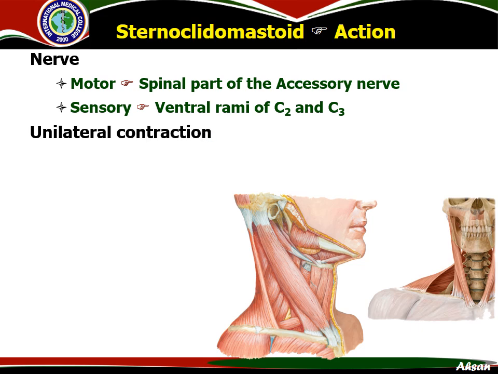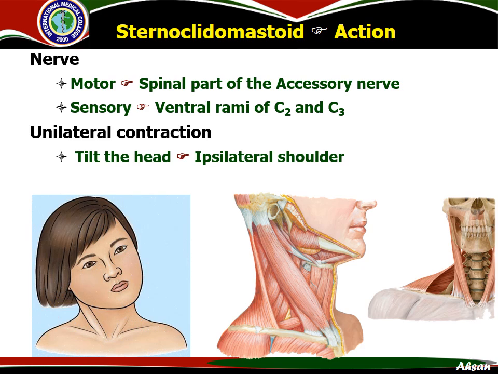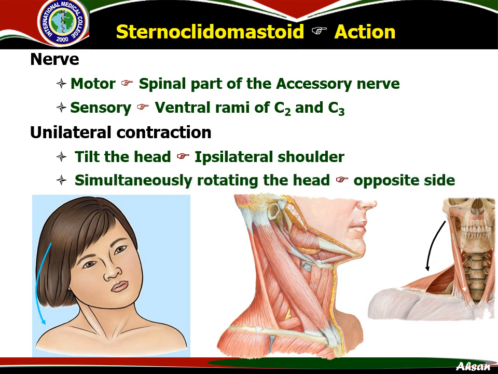When the muscle contracts on one side, that is unilateral contraction, the head is tilted to the same side, towards the same side shoulder, and, you can see the arrow, simultaneously the head is rotated, and the rotated face looks up and to the opposite side.